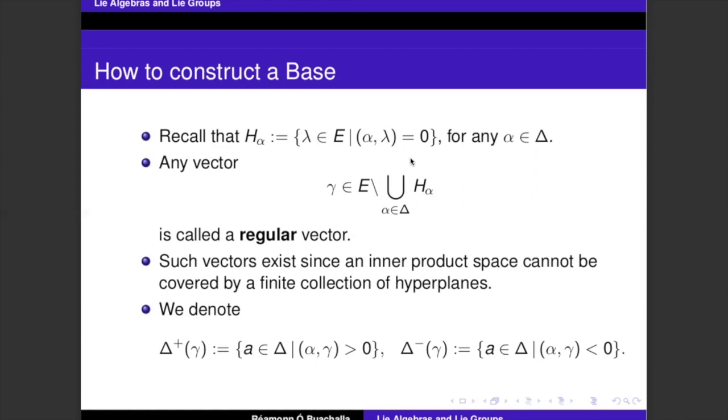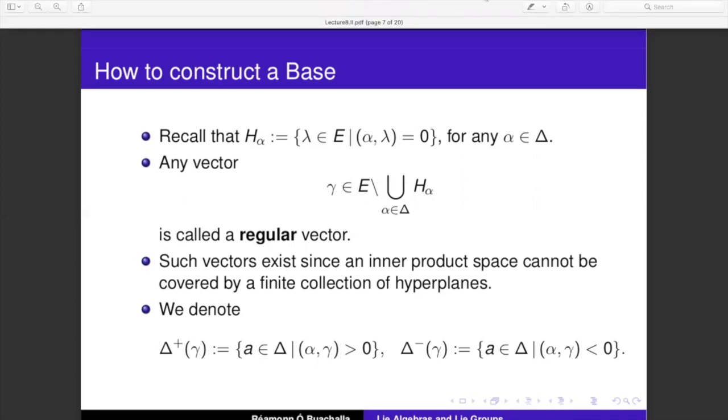And now what we do is we form an analog of the positive and negative roots using this vector. So we put delta plus of gamma equal to all of those elements inside the root system, all of those roots. And sorry, that should be an alpha.